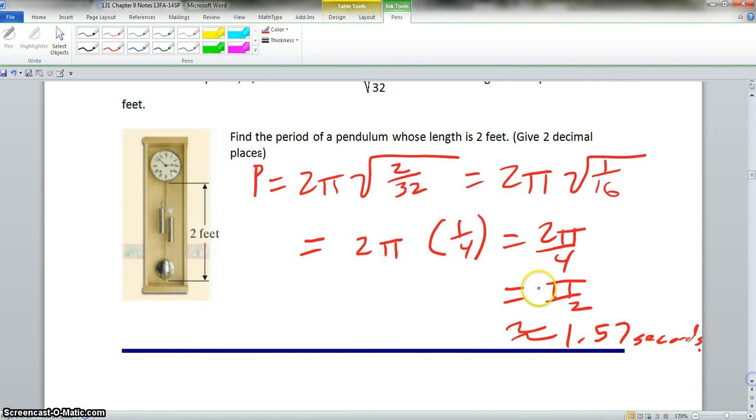2 pi times 1 is 2 pi, and 4 will be in our denominator. We can simplify the 2 and the 4, which will leave us pi over 2, and we put this in our calculator, and it will give us approximately 1.57 seconds. And that is it.